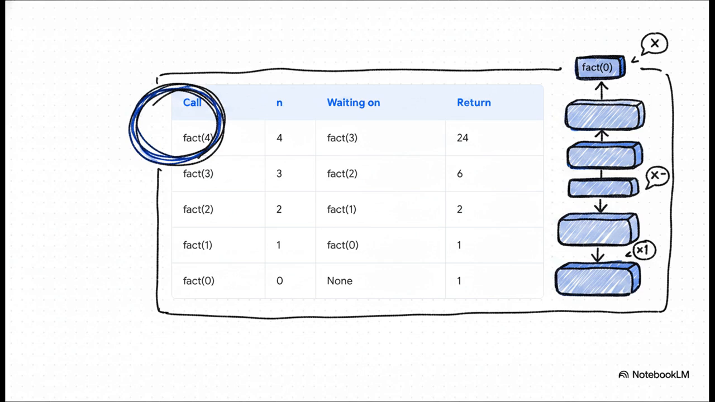Fact 4 pushes, fact 3 pushes, fact 2 pushes, fact 1 pushes, and then finally we hit fact 0. That's our base case. It doesn't call anything, it just straight up returns 1. Now watch LIFO in action. The stack begins to pop. Fact 1 takes that 1, multiplies it by its own n, which is 1, and returns 1. Fact 2 takes that, multiplies by 2, returns 2. Fact 3 multiplies by 3, returns 6. And at last, the original fact 4 takes that 6, multiplies it by 4, and returns our final answer, 24. The whole cascade resolves sequentially, in perfect reverse order.